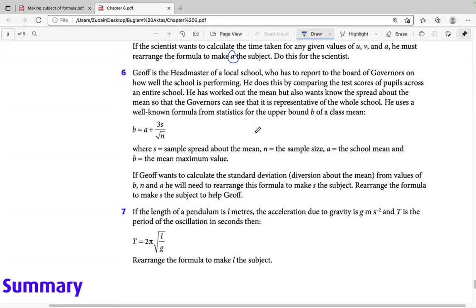Sixth part. This is the formula, and we have to make S the subject.